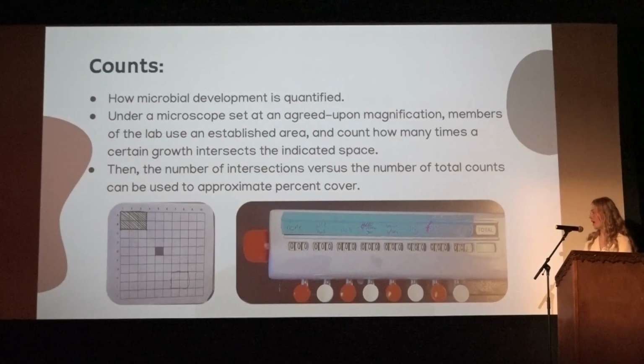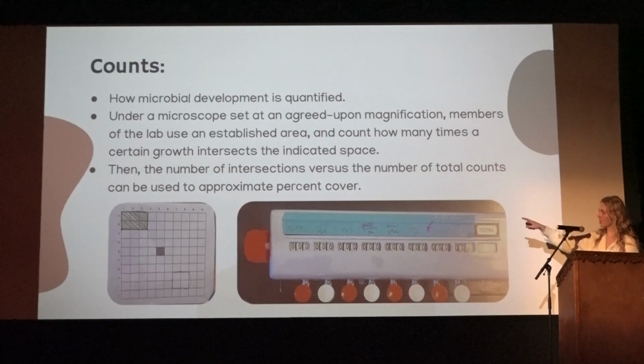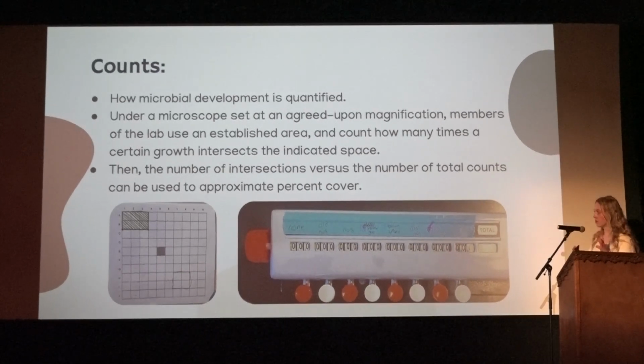And okay, so counts are what we did to quantify the microbial data. So if you look at that graph over there and look at the shaded area, we would look at that graph underneath a microscope, and when a certain microbial growth, like Nostoc, would intersect with that shaded area, we would count it as a hit, and in that way we could approximate the percent cover of a certain plate or a sample group.